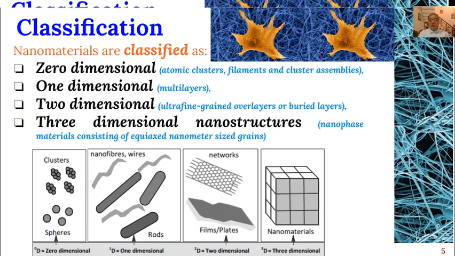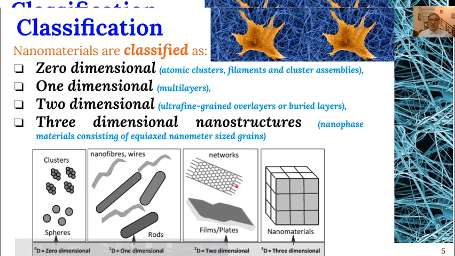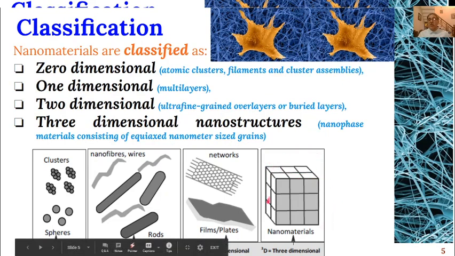Then two-dimensional nanomaterials: ultra-fine grained overlayers and buried layers all come under two-dimensional. The networks, the films, the plates are all covered under two-dimensional nanomaterials. And then three-dimensional nanostructures: nanophase materials consisting of a few nanometer sized grains. So these types of materials come under three-dimensional nanomaterial networks.